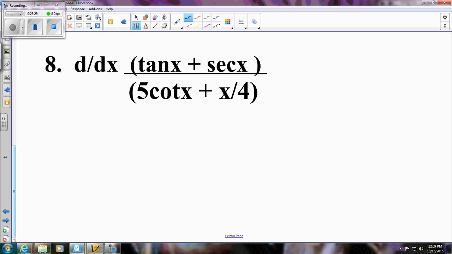And that's an x over 4 over here. I know it's written next to each other here, but it's x over 4. All right, so we're not going to simplify. Don't even try, kids. Quotient rule. Where do we start? Low. 5 cotan x plus x over 4. Ooh, here's the fun part. D high.